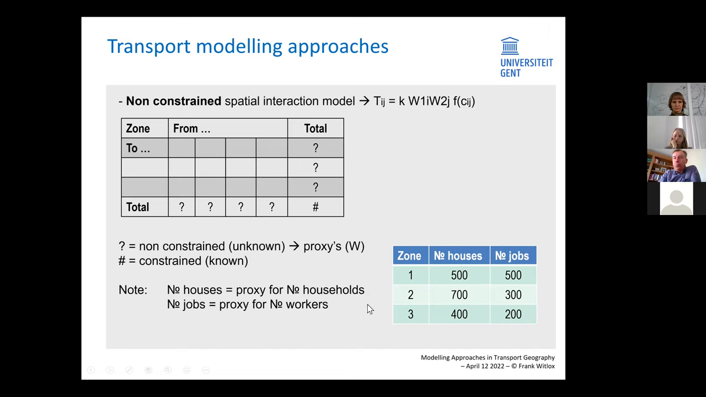So suppose that we know how many houses there are in different zones, and we also know the number of jobs that there are in the different zones. These are then two proxies. Well, then maybe the number of houses tells me something about the number of households, and the number of jobs tells me something about the number of workers. So ideally, we would like to have the number of households and the number of workers, but in this particular case, we see that we don't have it. So we use a variable that we do have, like number of houses, number of jobs.